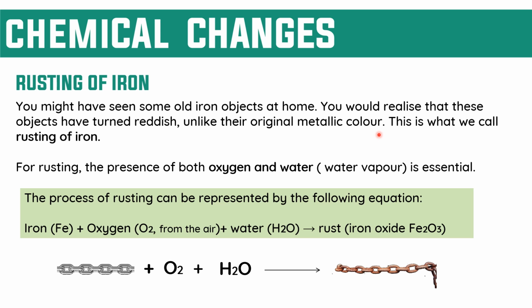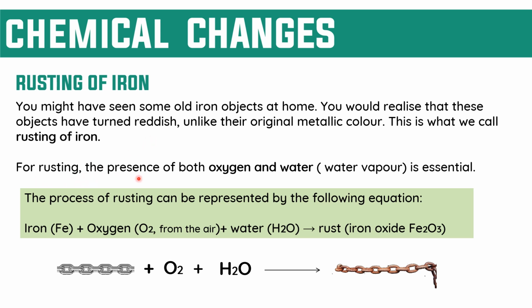But when you keep that fresh iron nail outside, in contact with atmospheric oxygen, its color changes from that metallic silver color to a reddish color. This is what we call rusting of iron. So that rust formed and coated on that fresh nail, that is rusting of iron. And we will see how rusting of iron is formed.